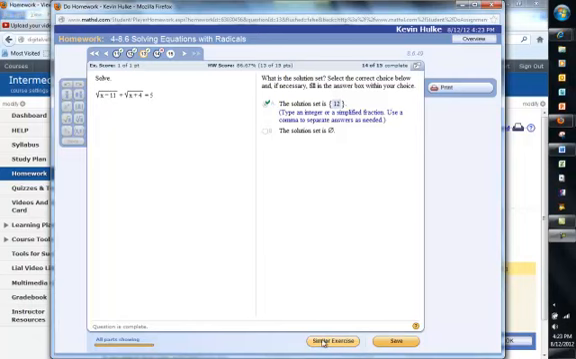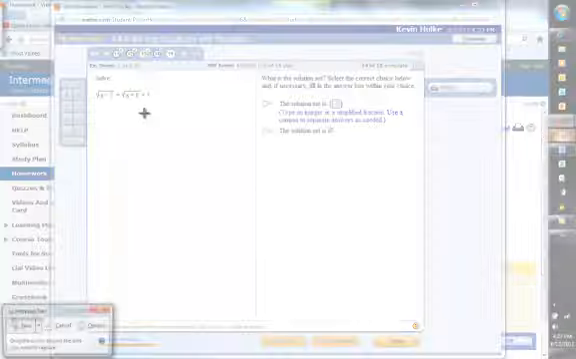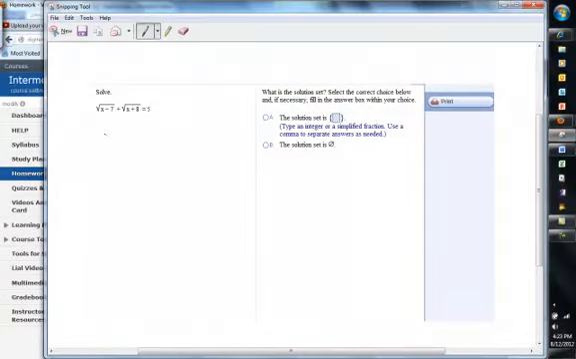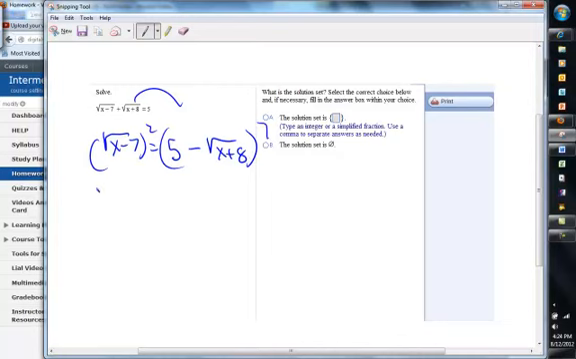All right. Number 13. First off, we're going to move the x plus 8 to the other side, so it'll be 5 minus square root x plus 8. Square both sides, and we get x minus 7 equals 25 minus 10 root x plus 8 plus x plus 8.